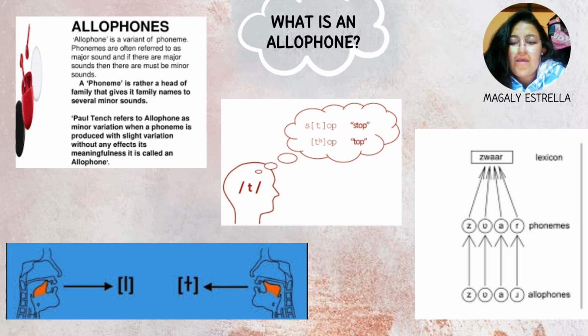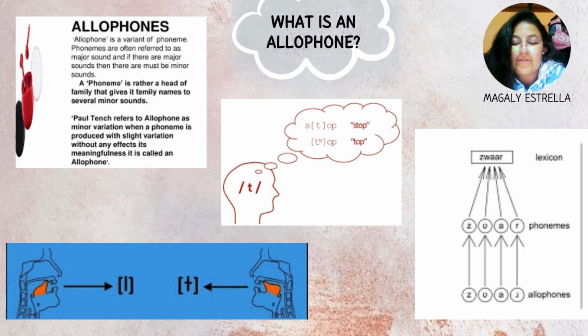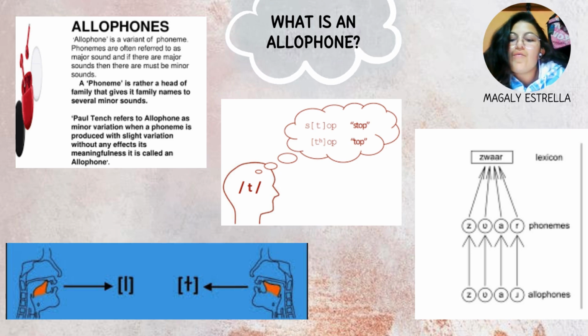Allophones are usually in complementary distribution, meaning they occur in specific environments and never overlap. Alternatively, they can be in free variation, where different allophones might occur in the same environment without altering meaning.